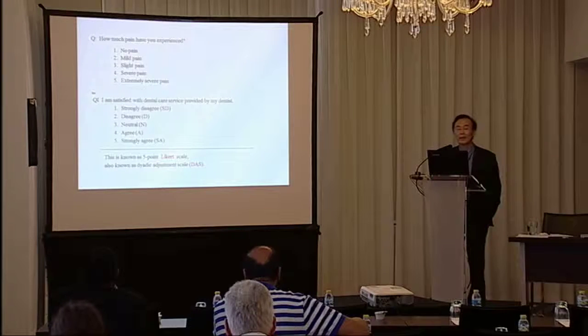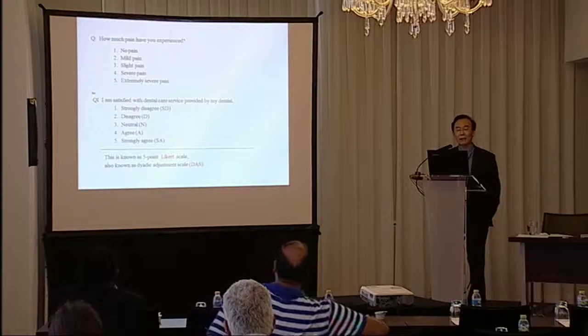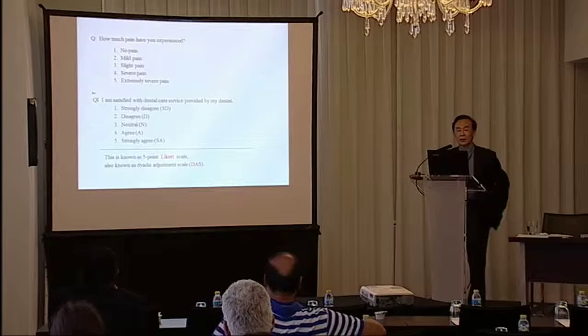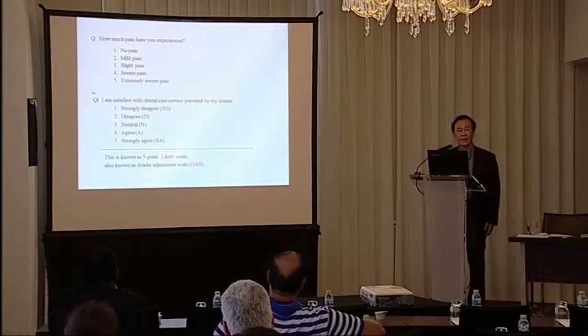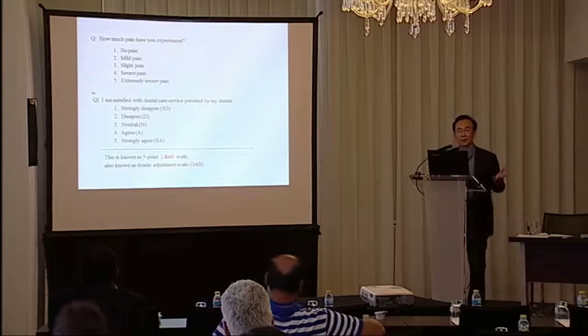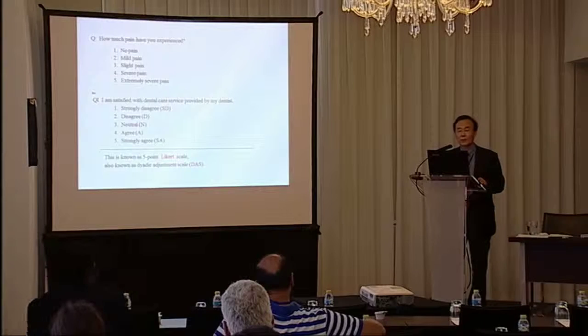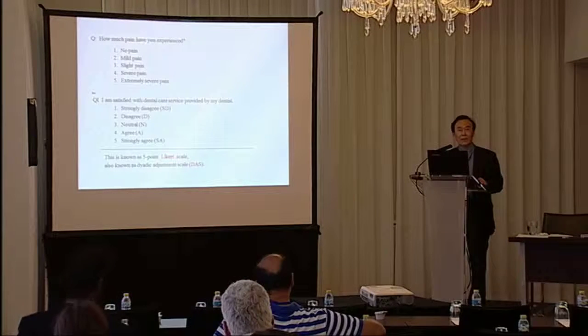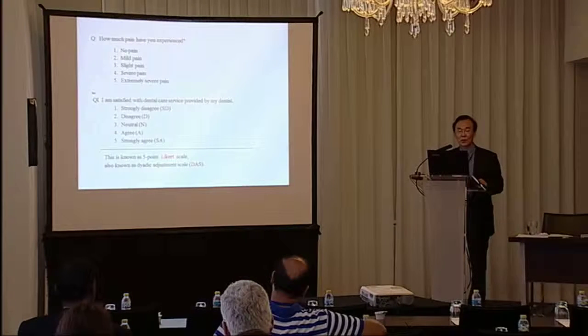How much pain have you experienced? Typically you provide these 5 categories: no pain, mild pain, slight pain, severe pain, and extremely severe pain. Of course, these 5 categories represent ordinal data, and these categories cannot be properly quantified in any sort of numeric value naturally. We can artificially assign the numbers 1, 2, 3, 4, 5, and that's where the problem often lies. Let me elaborate on that in just a minute.